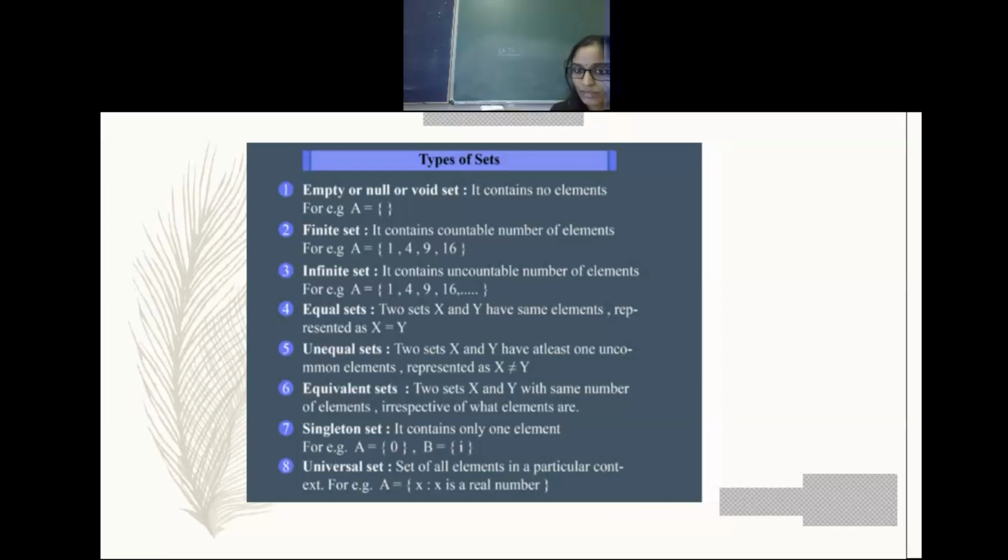And universal set. It is a set of all elements in a particular context. For example, if I have to say real numbers. And we have number of subsets of real numbers. Like we have natural numbers, we have whole numbers, we have integers, and so on. In this context, I can call real number to be my universal set.